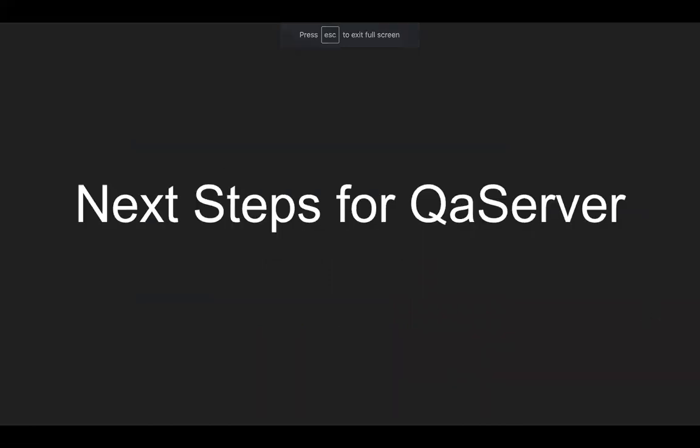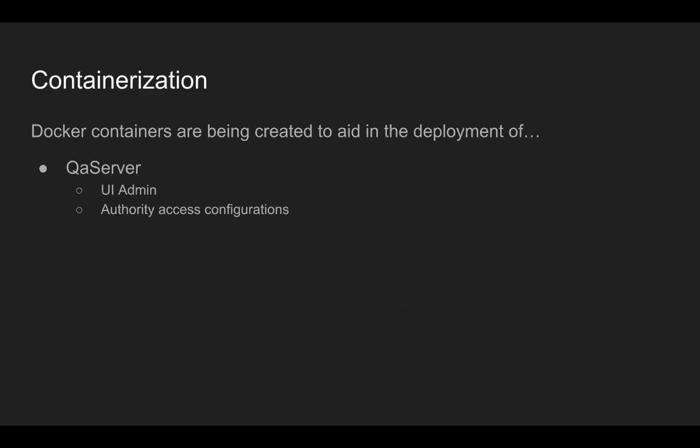And I was just going to talk a little bit about our next steps for the QA server, what we're planning to do. And the main thing we're working on right now is containerization. And so we're using Docker to do this. And the first piece that we're containerizing is the QA Lookup Server itself. So that's this UI admin, which includes the actual QA lookup component and also has the authority access configurations.